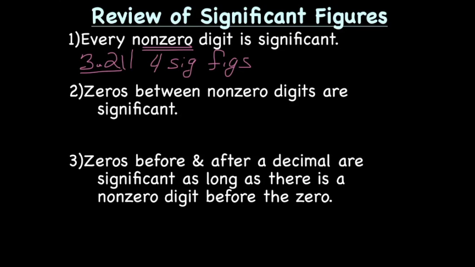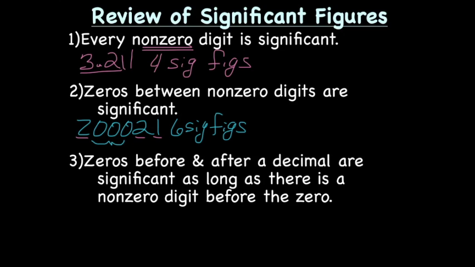Okay, zeros between non-zero digits are significant. Okay, so 2, 0, 0, 0, 2, 1. Okay, all of the non-zero digits are significant. All right, the 2, and the 1. And these 3 zeros in the middle are significant because they are between non-zero digits. So in this case, we have 2, 4, 6 sig figs.